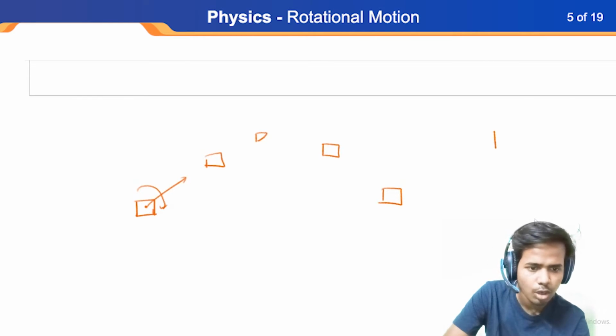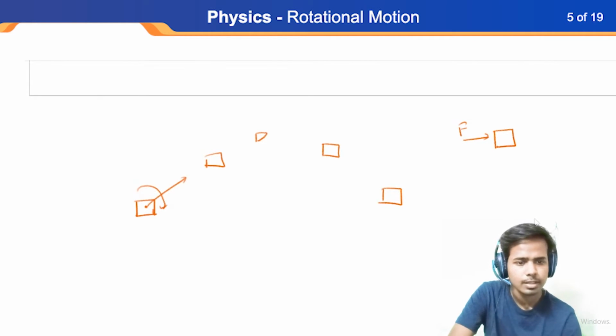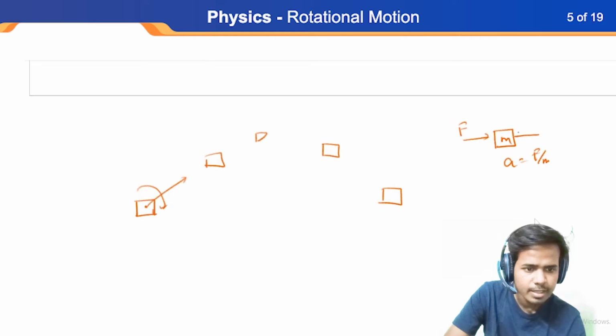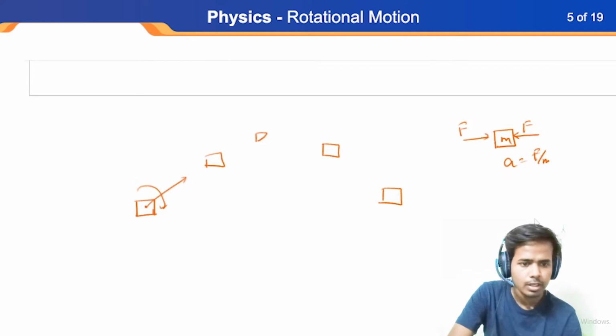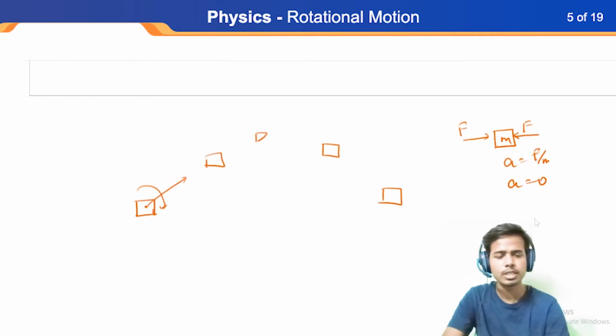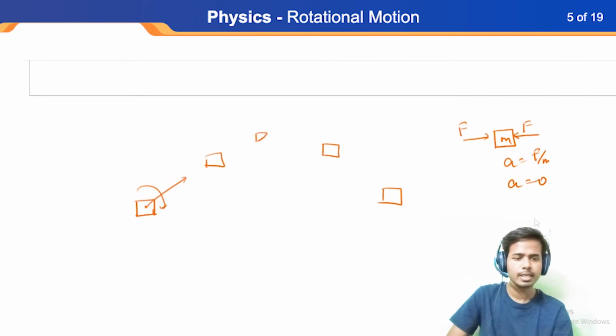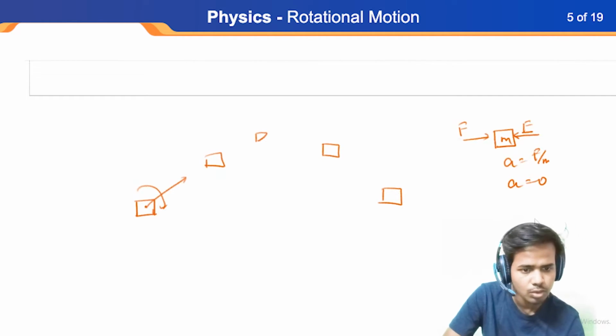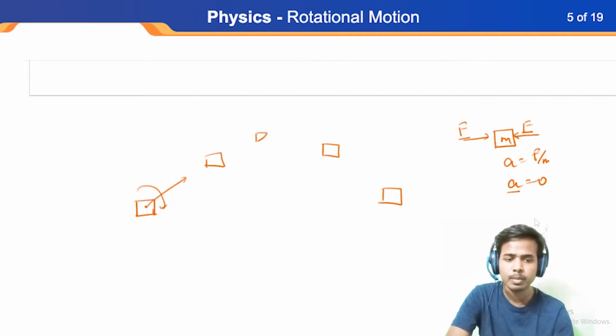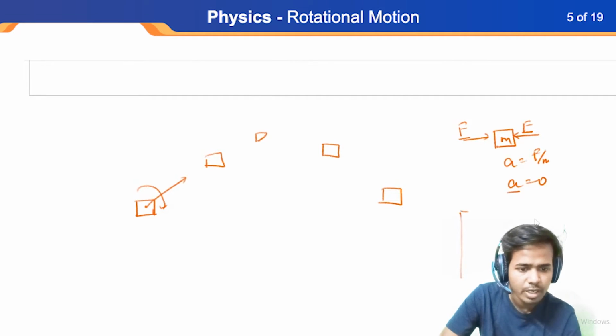For example, there is this block. Let's say you apply some force over here. It will accelerate. If it has a mass m, acceleration will be F by m. Let's say next I apply the same exact force here, F. Now the acceleration will be 0 because the net force is equal to 0. So if the net force on the body is 0, then there will be no acceleration, no movement. But what if there is this body, a pole, on which on this side you apply F and on this side you also apply F?